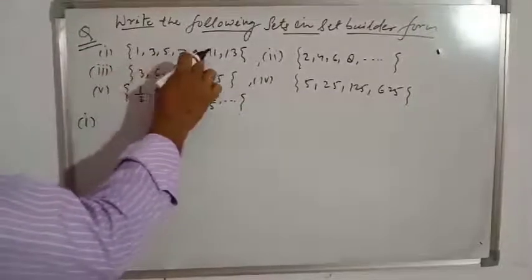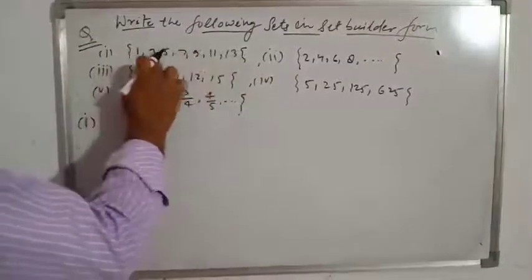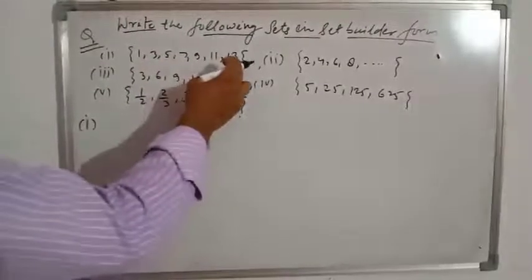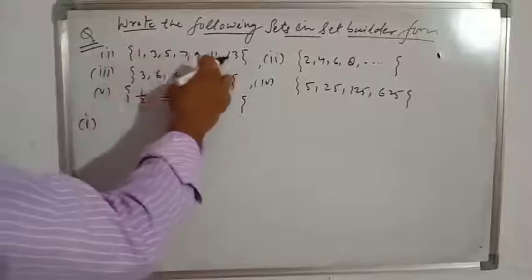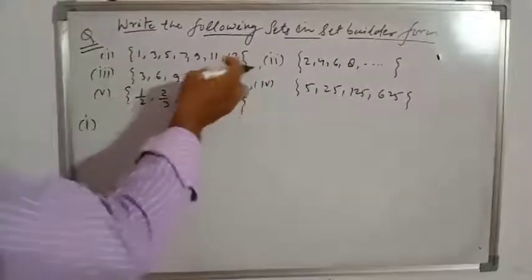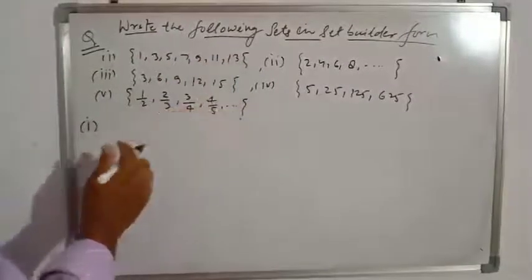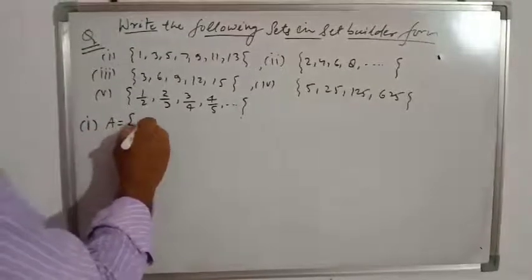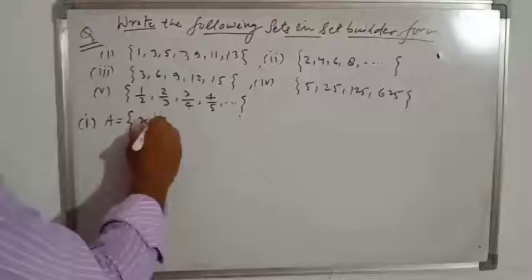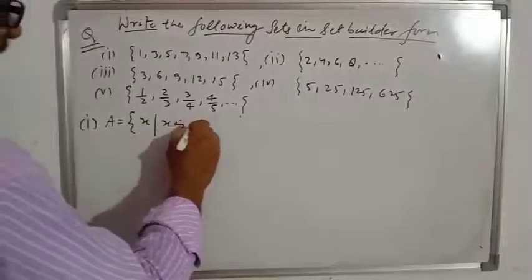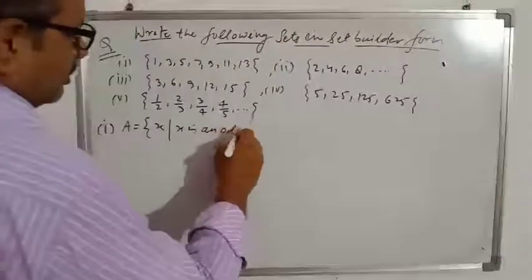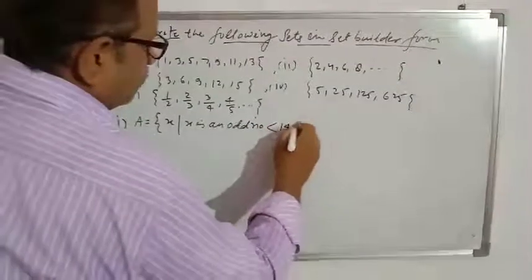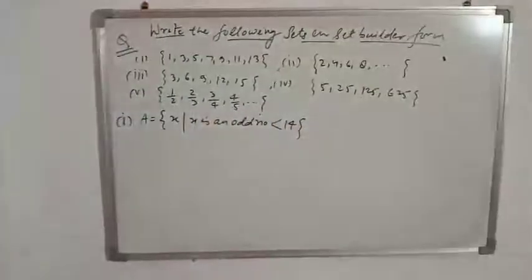1, 3, 5, 7, 9, 11, 13. We know that these all are odd numbers but less than 14. All elements we can write: these are odd numbers but less than 14. Suppose this is the set A. We have to use one variable x. x such that x is an odd number less than 14. This is set builder form.